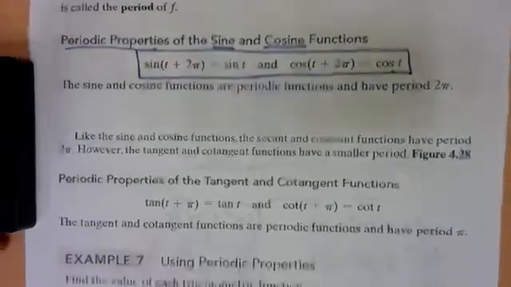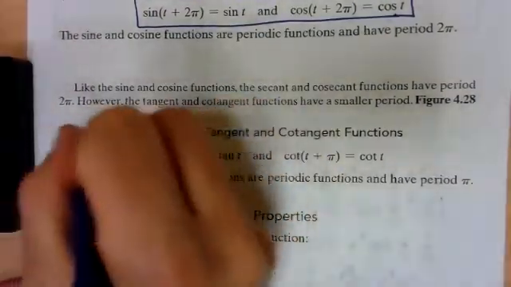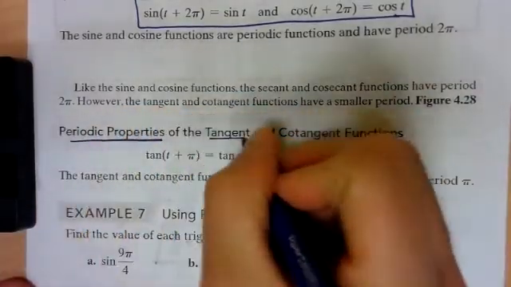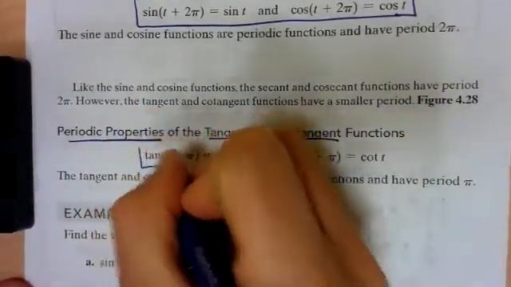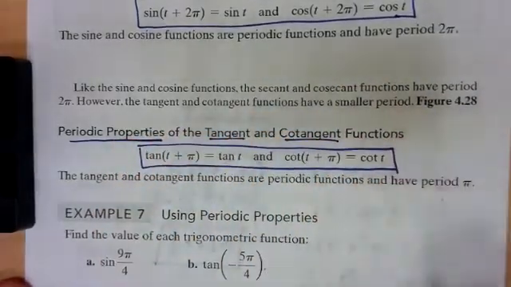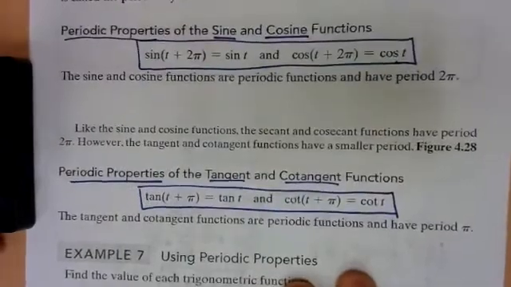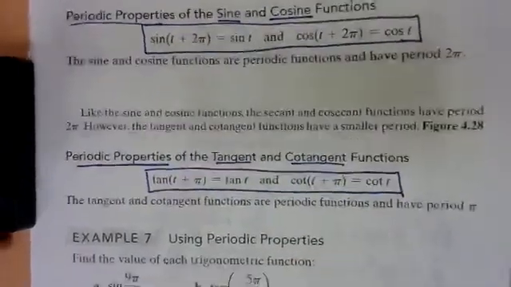Okay, now similarly, tangent and cotangent are also periodic functions. However, they are going to repeat every pi amount as opposed to 2 pi. Okay, so I'm going to jot that down as well. So here's why this is useful. And again, if you need to hit pause to write any of these two things down, definitely do so.